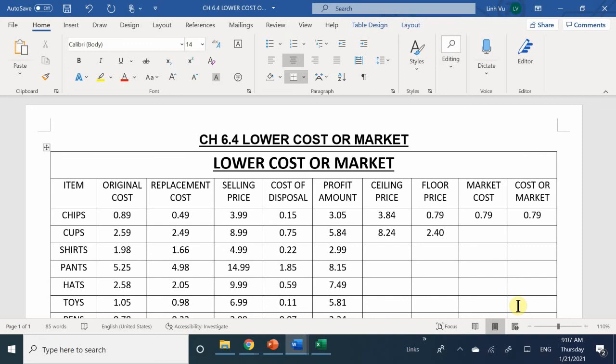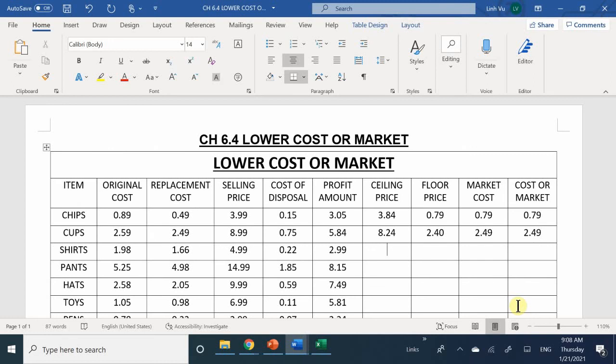Wait, 240? Yes. 249 is the market cost, because this time the replacement cost is actually higher than the floor. So 249 is there. Now let's compare. Is 249 lower than 259? Yes, it is. So the market is again going to be lower.